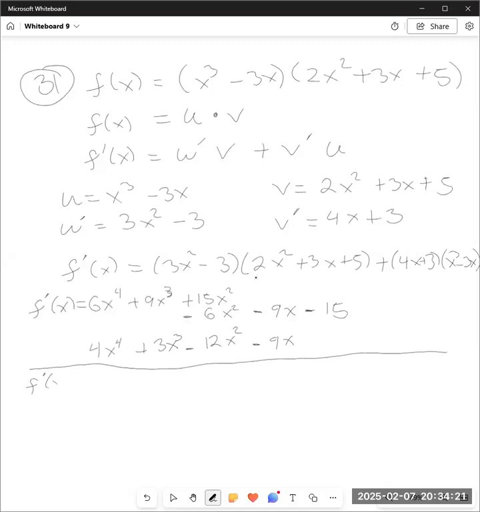f prime of x is equal to 6x to the fourth plus 4x to the fourth is 10x to the fourth. 9x cubed plus 3x cubed is 12x cubed. 15 and a negative 18 is a negative 3x squared. I added the negative parts together first to make the problem easier for me. Negative 9 and negative 9 is negative 18x, minus 15.